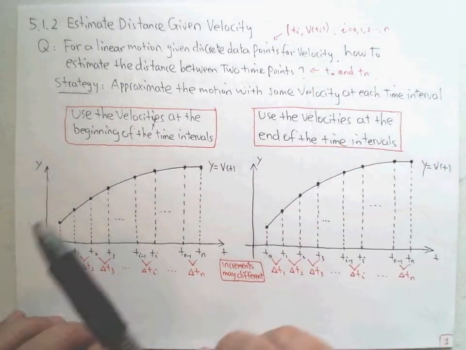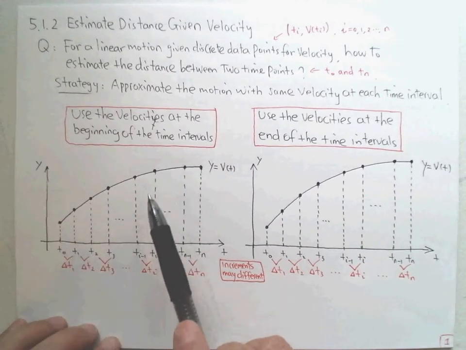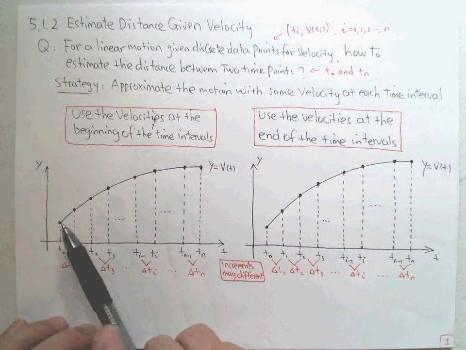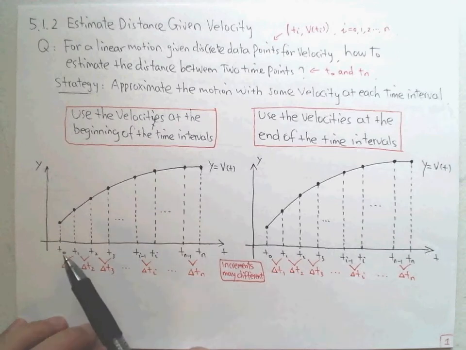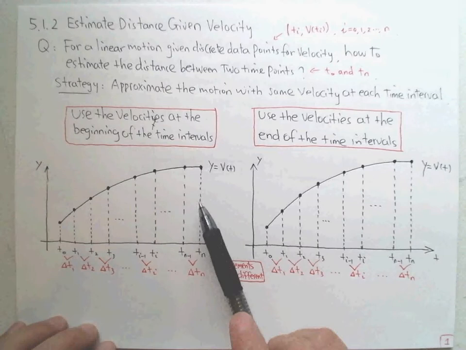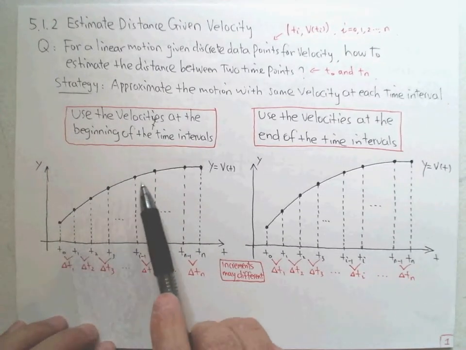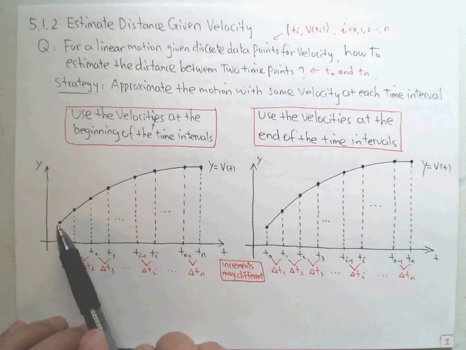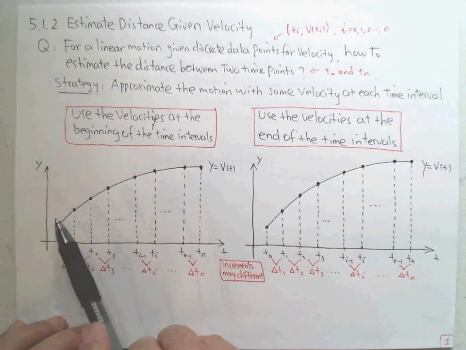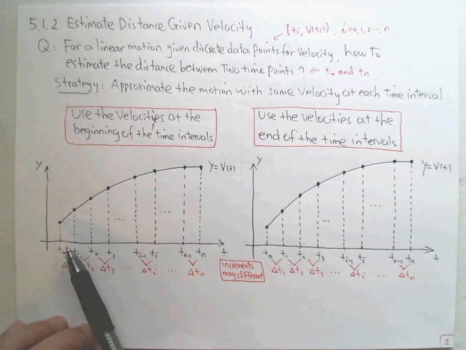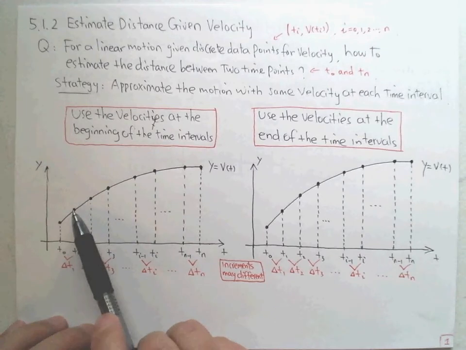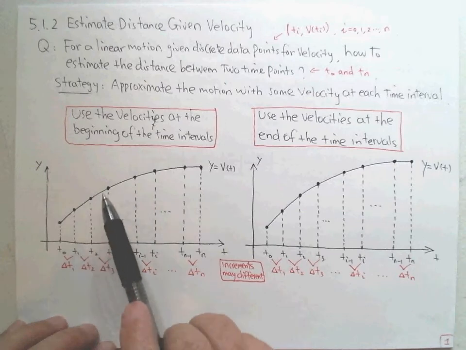If we draw a graph of the velocity function, the beginning is t0 and the end is tn, and the velocity goes like this. The data are these discrete time points: at time t0, how high is the velocity; at time t1, how fast is the particle moving; what is v at t2, and so on.